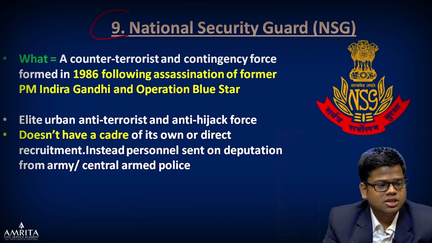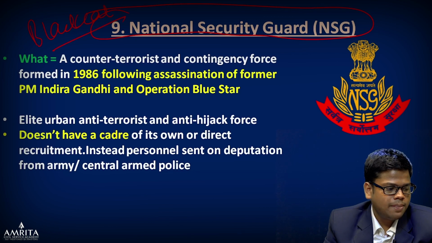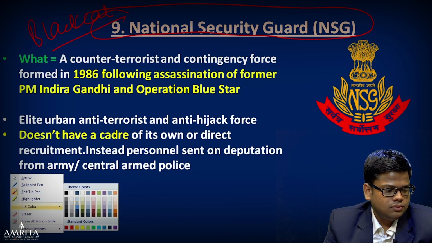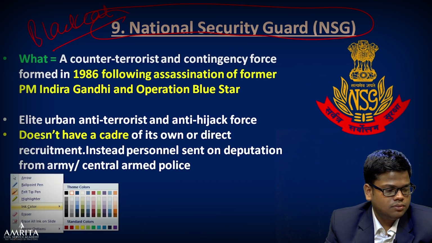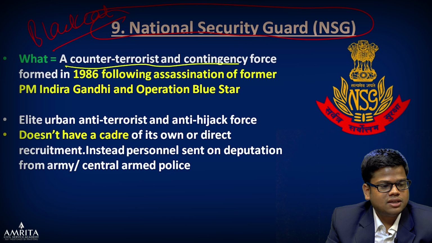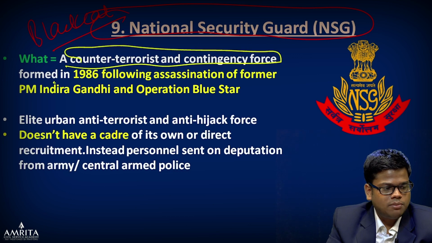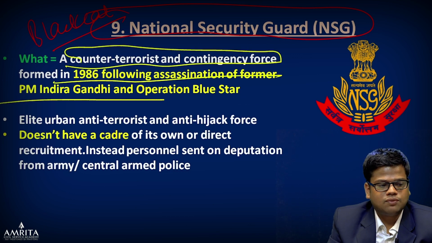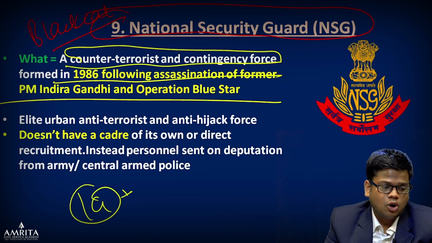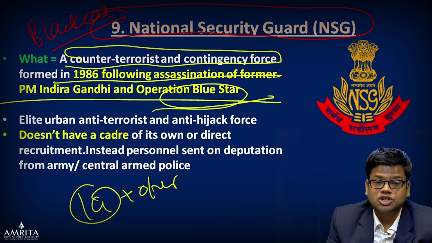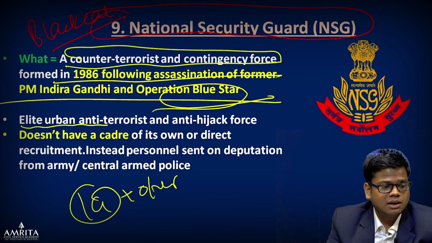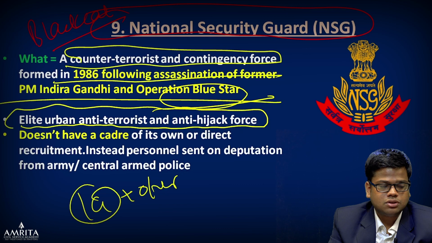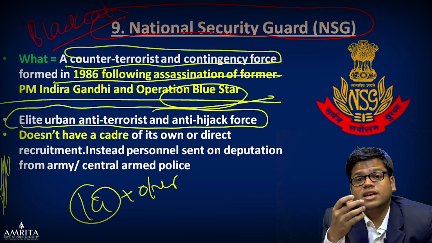Next is the National Security Guard. They are also known as the black cats. It is a counter-terrorist and counter-contingency force formed in 1986 following the assassination of Indira Gandhi, Operation Blue Star, and the Akshardham incident also. It's an elite urban anti-terrorist and anti-hijack force. For example, when anti-hijacking happens.